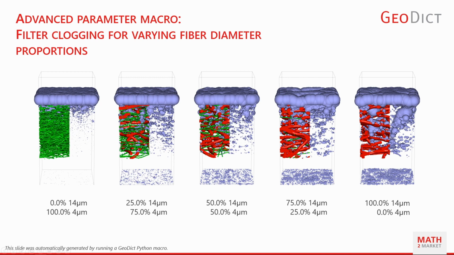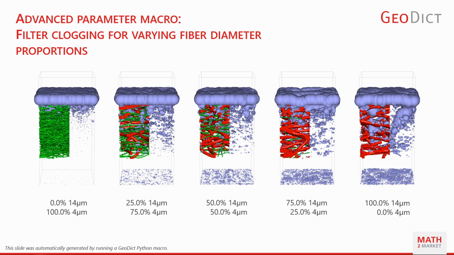And when we go to the right, we see more and more thick and less thin fibers until we have 100% thick and 0% thin fibers. Then a FilterDict simulation was performed on each of the structures using a standard dust composition.